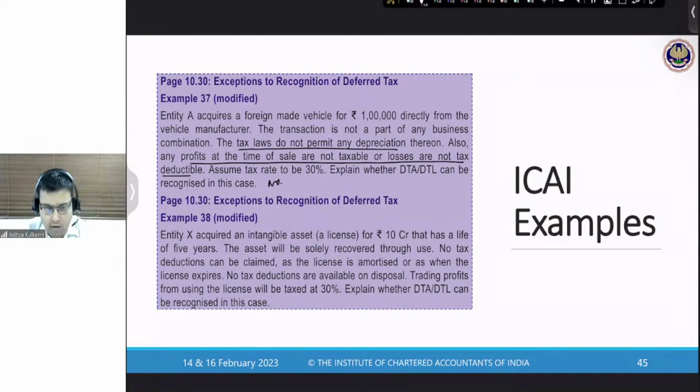Okay. All right. Entity X acquired an intangible asset, a license of 10 crores with a life of 5 years. Asset will be solely recovered through use, meaning we will not sell it. No tax deductions can be claimed as the license is amortized or as and when the license expires. No tax deductions available on disposal. Trading profits will be taxed at 30% from the use of this license. Whether you can recognize a DTA or a DTL.